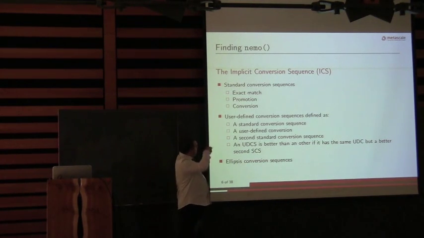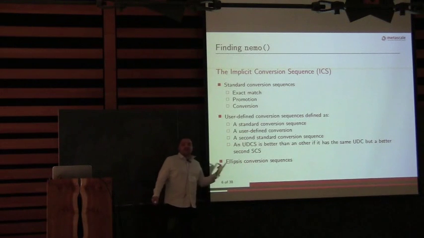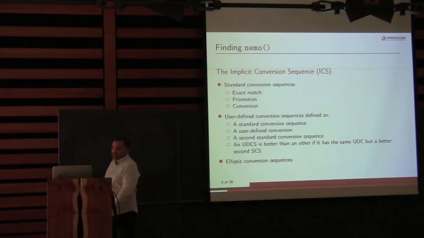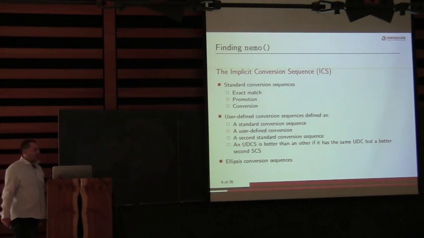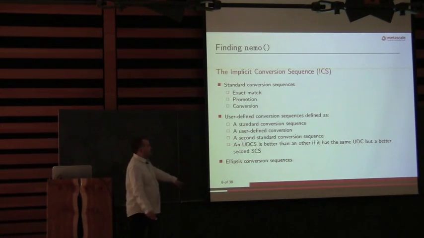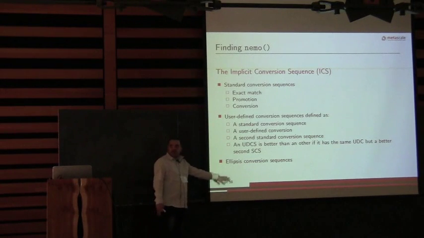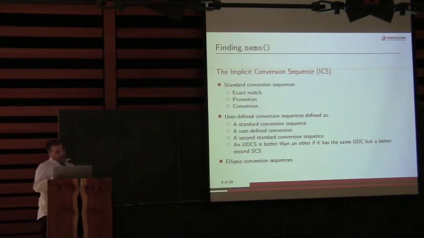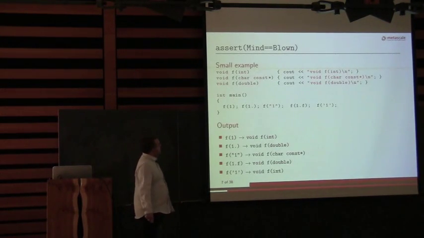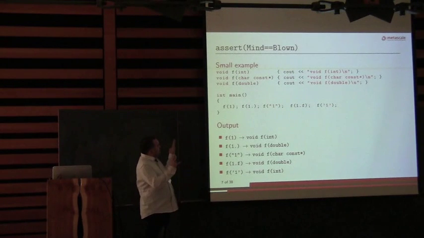And the last stuff to consider is the ellipsis conversion sequence, which is basically when you have a function defined with an ellipsis somewhere in its argument list. And this is always the last stuff we will try to match. And so once we have all this implicit conversion sequence set for every argument, we can find the best viable function. So here's some example just to get things right.